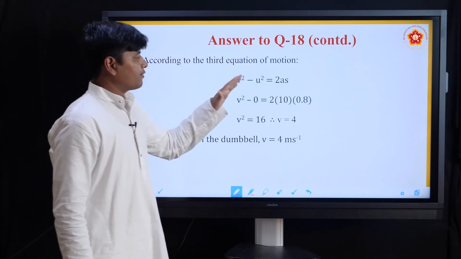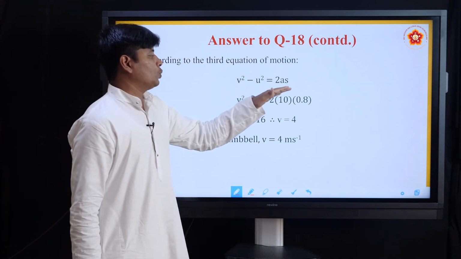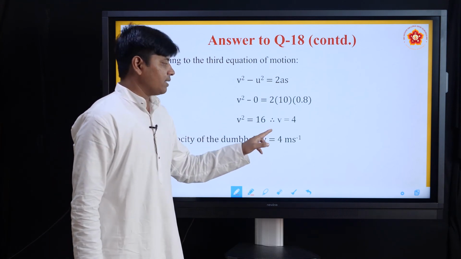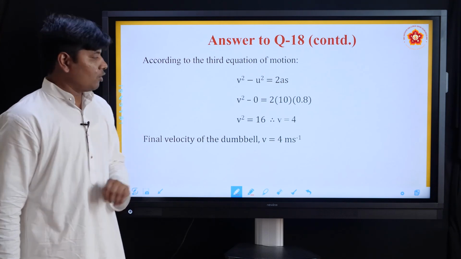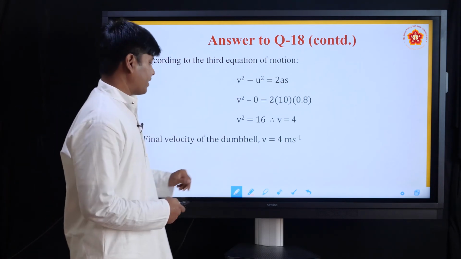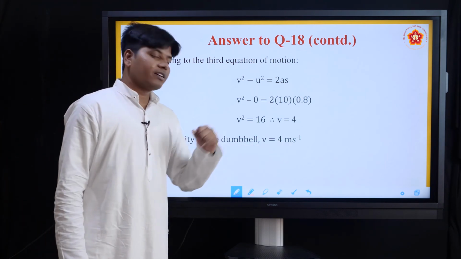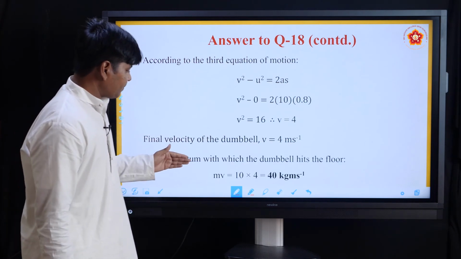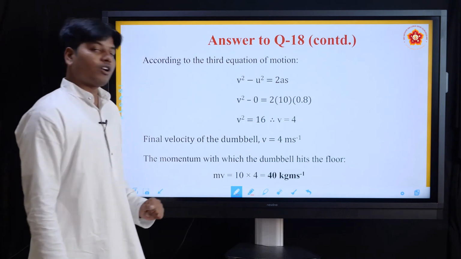According to the third equation of motion, we have already worked out v square minus u square is 2as. That turns out to be v square is equal to 16, that is, v equal to 4. Hold on to this, I'll come back. So the final velocity of the dumbbell is what? 4 meter per second. Now the momentum with which the dumbbell hits the floor is what?